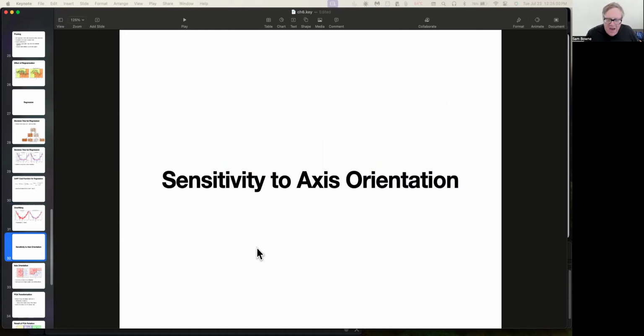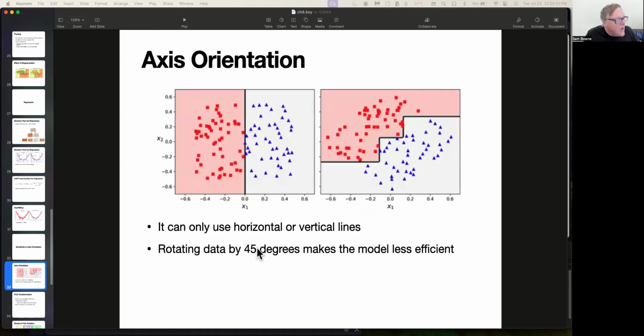All right. And then, of course, remember the other ones had a serious sensitivity to scaling one axis. This one has a sensitivity to the orientation of the axis. If you have this data, it can nicely draw this line, but if you rotate it through 45 degrees, it's going to take more leaves and be less accurate because the if statements only work on one parameter at a time. So you can only have horizontal or vertical lines. You cannot have diagonal lines. So that's an issue here. Rotating your data might make it less effective.